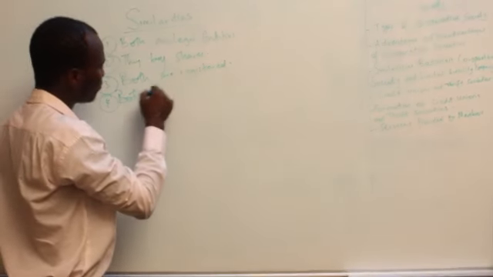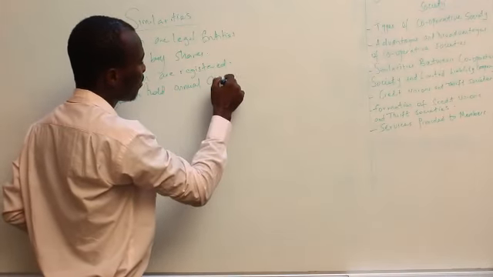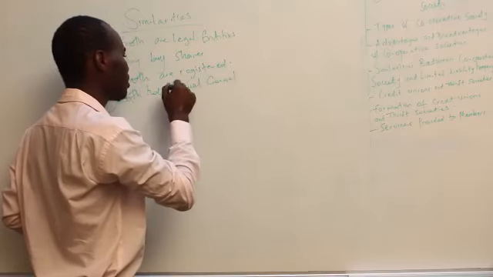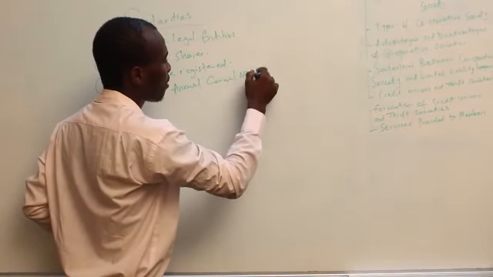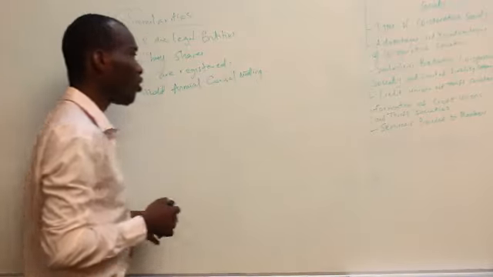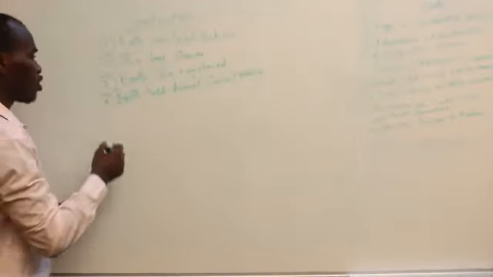And number four, both hold an Annual General Meeting. So both the cooperative society and the limited liability company usually hold an annual general meeting, that is the AGM.